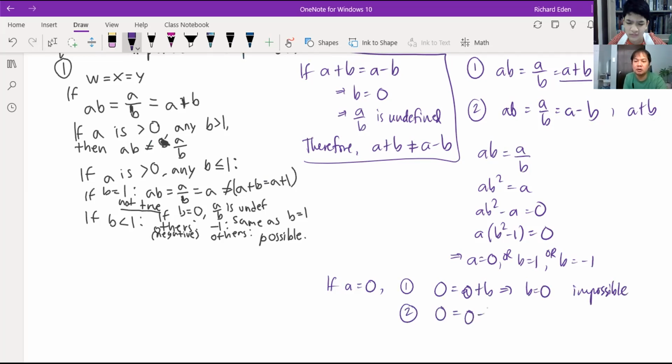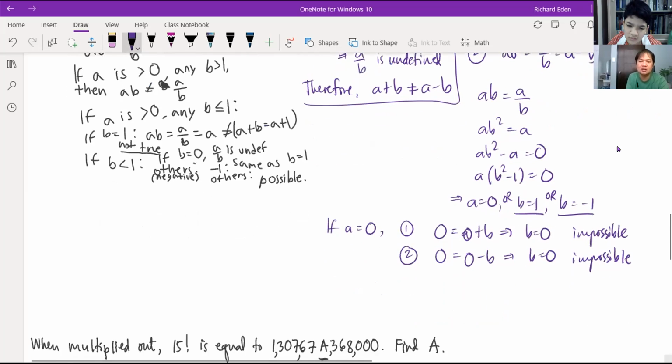0 equals 0 minus B. Again, B equals 0, which is impossible. Okay, so this means we're left with just two possibilities. Either B is 1 or negative 1. Okay, let me write it here in the remaining space.